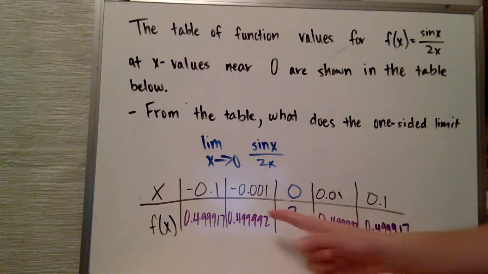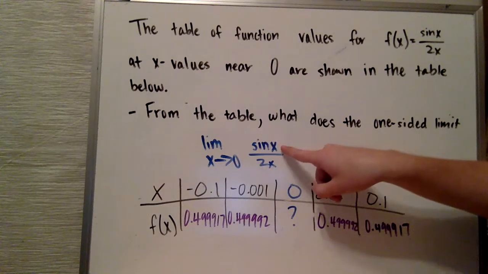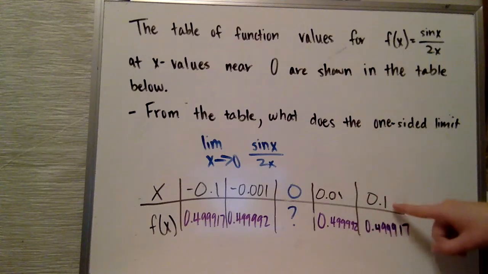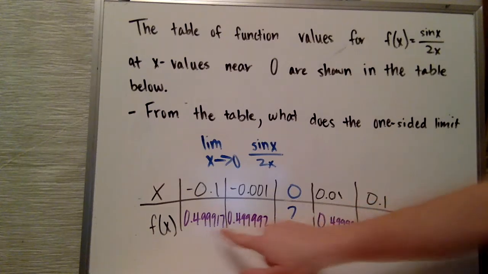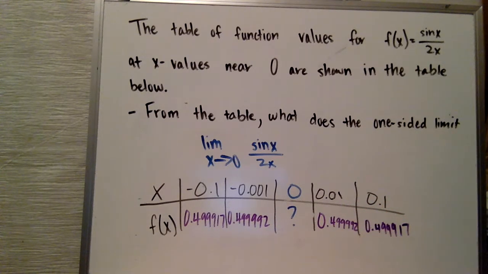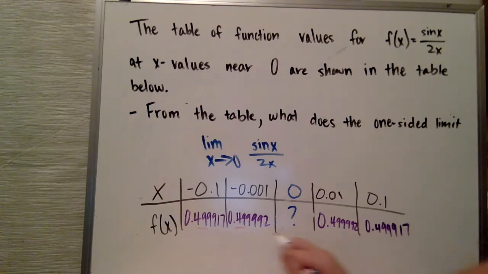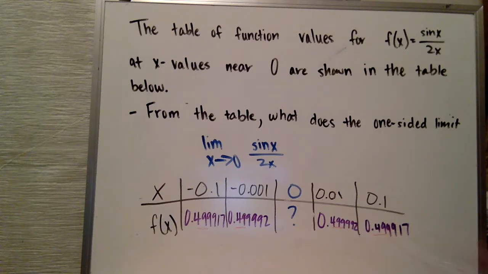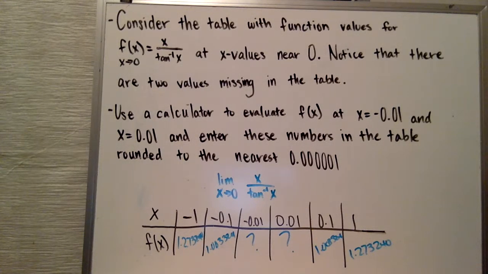So to find each of the f of x's, you're going to take the negative 0.1 and plug it in as your x. And the same goes for all of these. Once you do that, you will get your f of x, and you can clearly see that all of these are going towards 0.5 because they have the 0.49, 0.49, 0.49, and 0.49. So you can make the clear conclusion that the limit as x approaches 0 of sine x over 2x is 0.5.